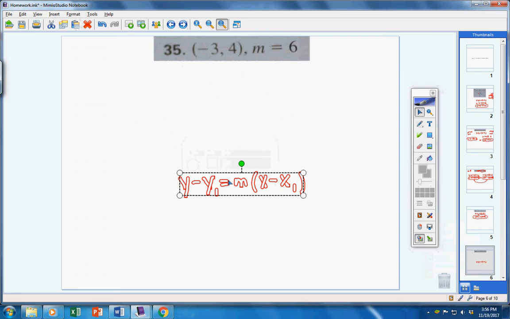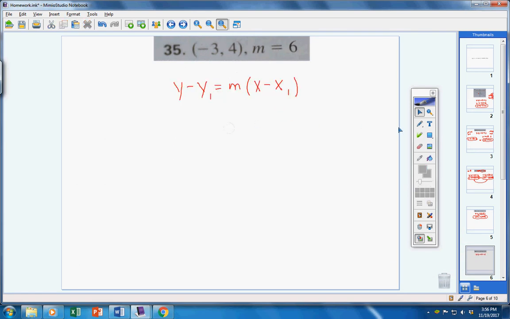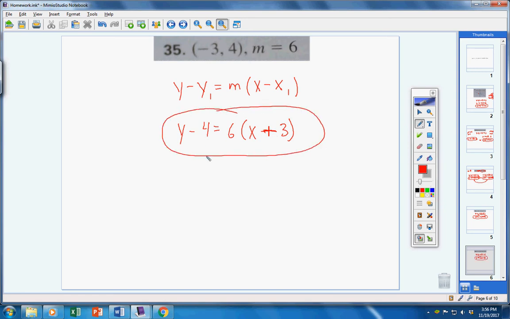Okay, students, number 35. Let's write the equation of the line that passes through this point and has this slope, and we're going to write it in point slope form. So y minus y, which is 4, equals m, which is 6, x minus x, which is negative 3. Okay, so negative negative makes this become a positive right there, and we're finished. That's all we have to do.